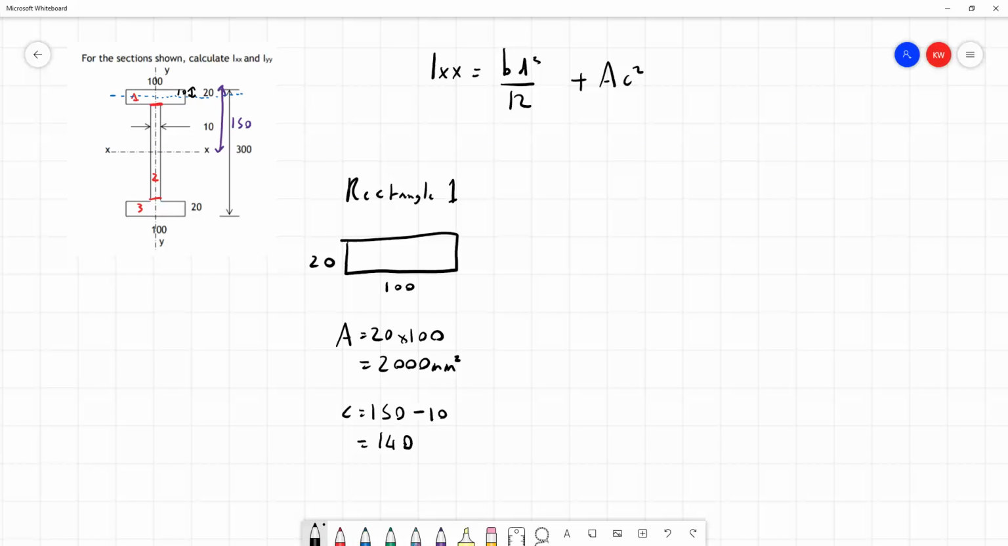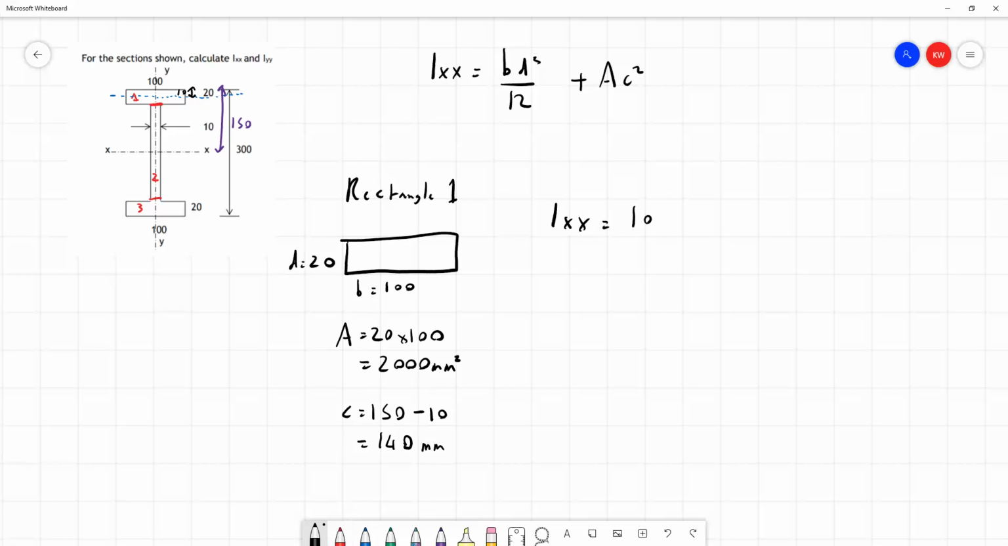Now, it might be worth, if this is not clear, pausing, going back and looking at how I've done this, because this is sometimes the thing which can be most confusing in the parallel axis type problem. But that's where we get all of our values from, and I should have put in our millimeters there as well. So we have D here, B, A, and C. So we can now solve for rectangle 1.